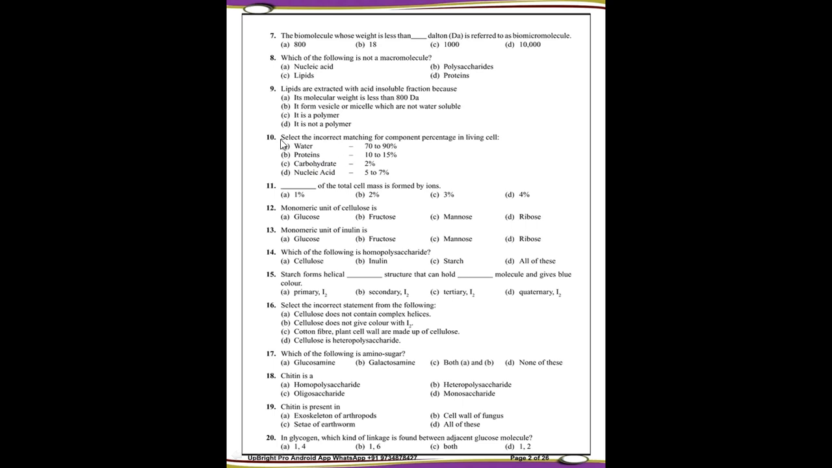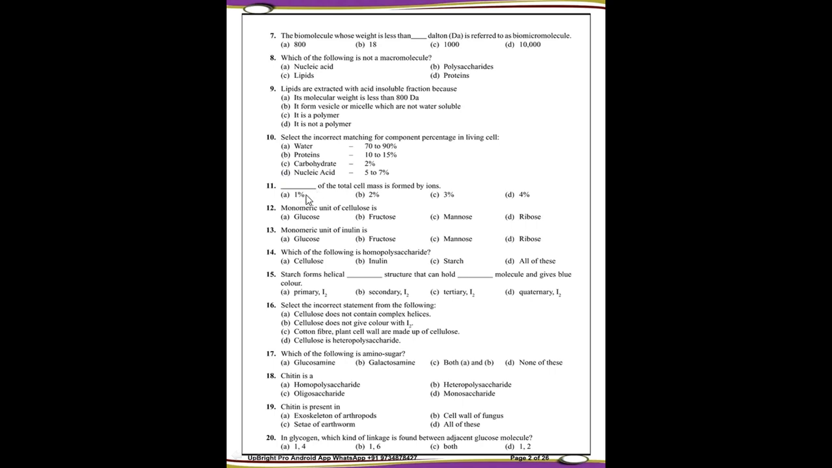Question 10. Select the incorrect margin for the component percentage in living tissue. So which of these is not correct? In a tissue, we have water, 70 to 90%, which is true. Protein is 10 to 20%. Carbohydrates is 2%. So the answer is C, because carbohydrates range from about 10% and above, not 2%.